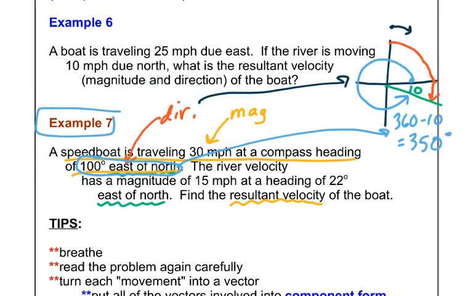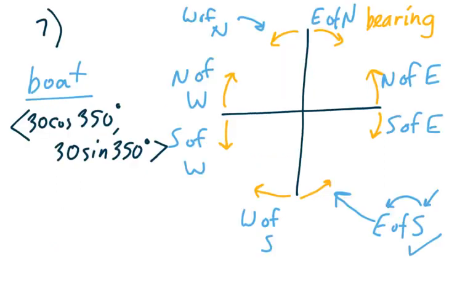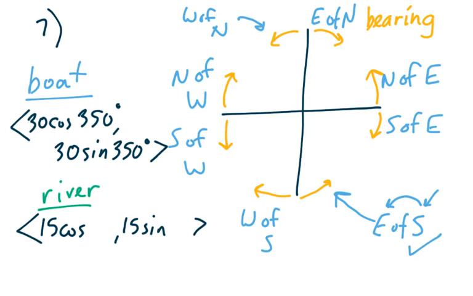All right, let's take apart the river, because that's the next movement. The river velocity has a magnitude of, I even tell you magnitude, and a heading of 22 degrees east of north. See if you can figure out how many degrees that really is. All right, let's try that over here. Here comes the river. The river is pushing the boat. How so? Okay, the magnitude of the river was 15 miles per hour, cosine of some angle. I'll leave that blank, I'll come back to it. And then the y component would be 15 sine of that same angle. Let's figure out that angle.